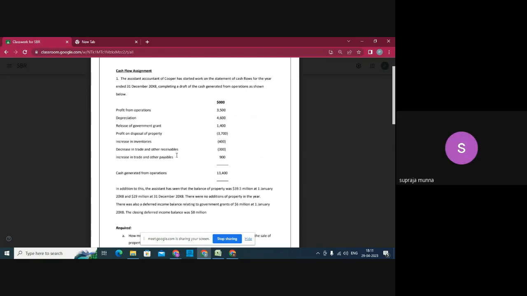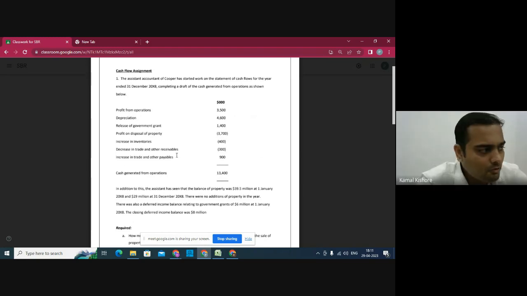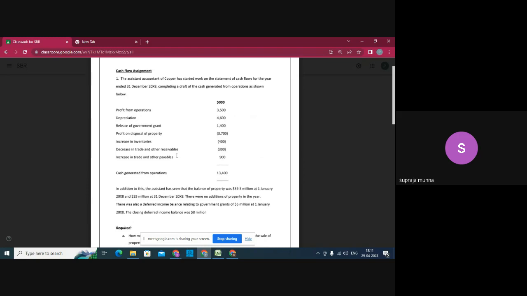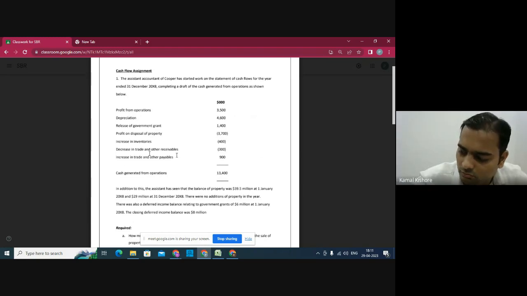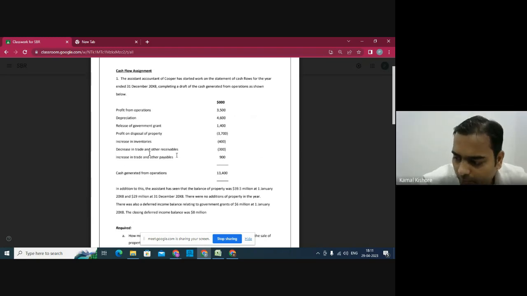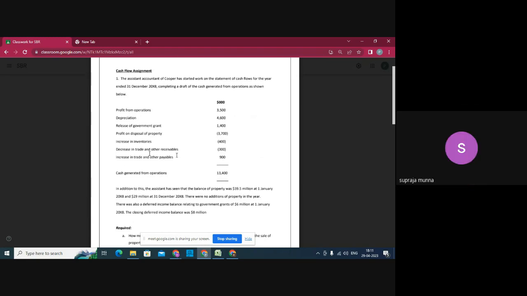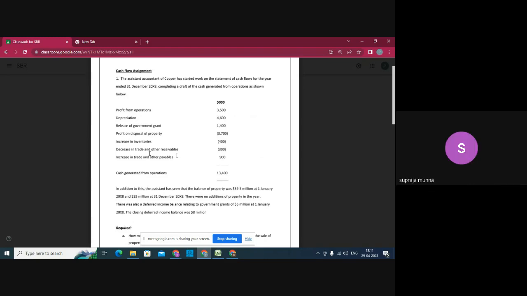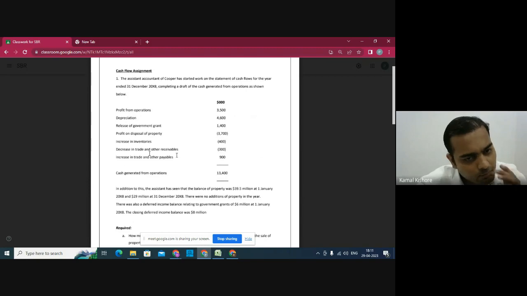Yes. Increase in inventory will increase. Why do you think it is correct? Increase in inventory will make an increase in cash outflow, right? More money is locked up in the inventory. Yes, because that money is locked up in the inventory, you are reducing it. Okay, the next item.